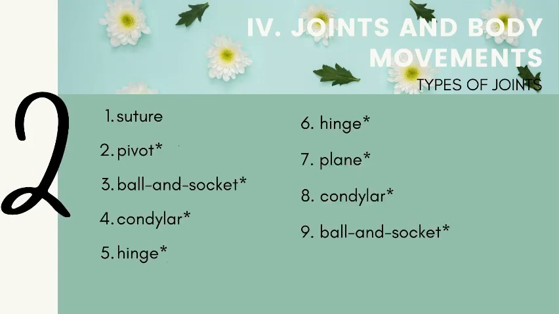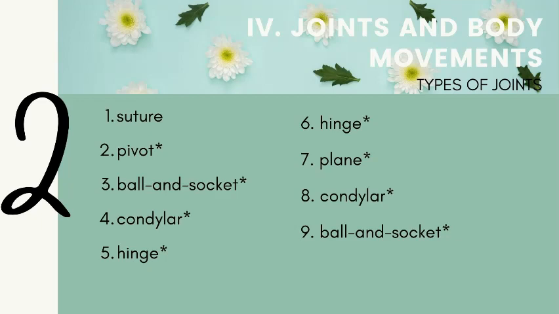Okay, for number 2, it is a matching type. So, for number 1, we answered suture. Number 2, pivot. Number 3, ball and socket. Number 4 is condylar. Number 5 is hinge. Number 6 is hinge. Number 7 is plane. Number 8 is condylar. And number 9 is ball and socket.